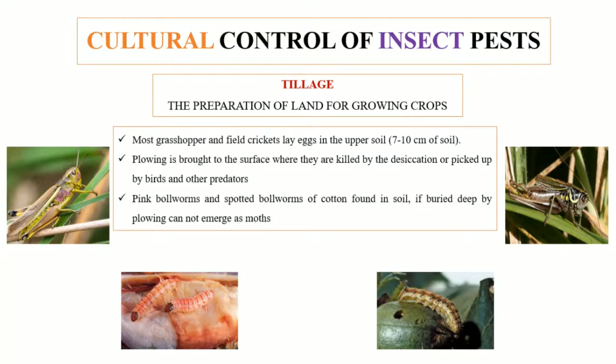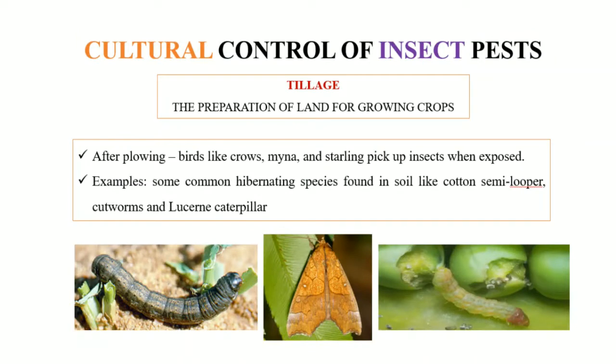So if these worms are buried deep down in the soil by plowing, they cannot emerge and cannot damage the crop. After plowing, the insects as well as their eggs are exposed on the soil surface, from where their predators, birds like crows, mynas, and starlings, pick up the insects as well as their eggs.